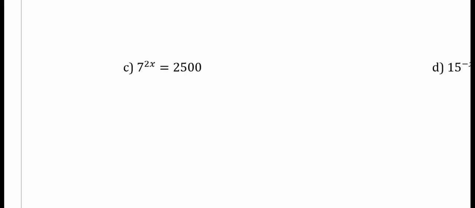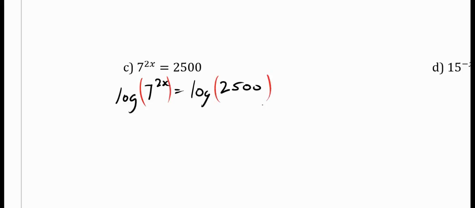Okay, a couple more. This one's a little bit different because the exponent's not written in, like it's not a base 10. But I'm going to do the same thing. I'm going to go log base 10 of 7 to the 2x equals log base 10 of 2500. So you see how this is taking the log of both sides. So I've taken the log of the whole left side and the log of the whole right side. You can't take the log of part of it separate from the log of another part. You got to take a log of the whole thing.